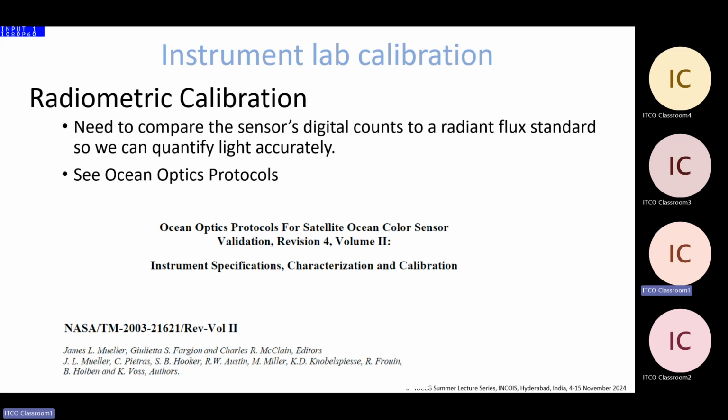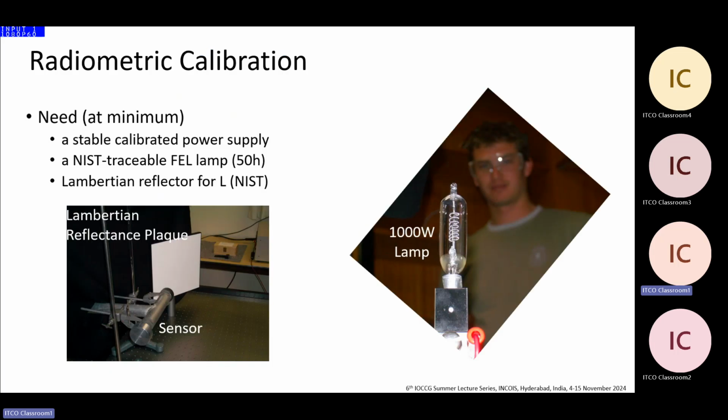And there's a whole bunch of literature on this. This Ocean Optics protocols reference here is outdated now. I think the IOCCG is the custodian of this information. The documents have been updated, but I think the core of it is still captured here, where we're using a 1000 watt FVL lamp.